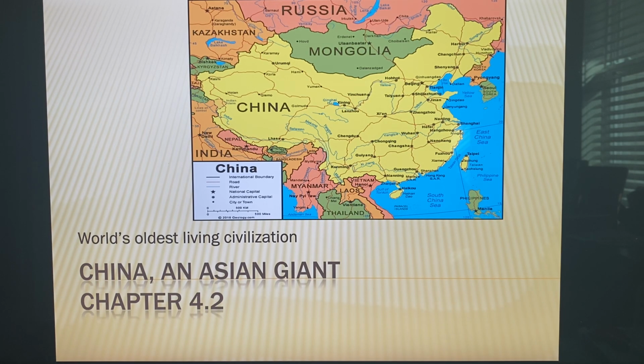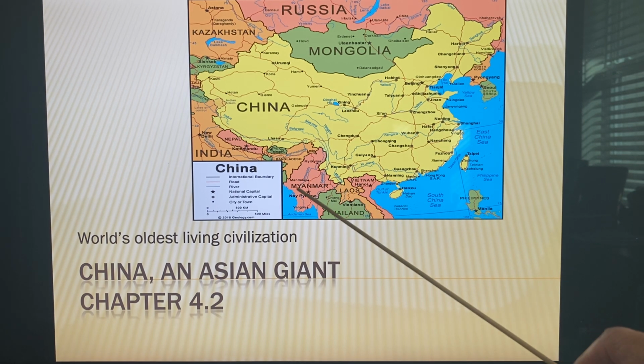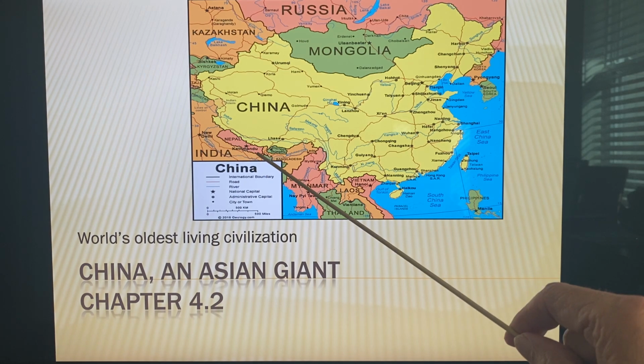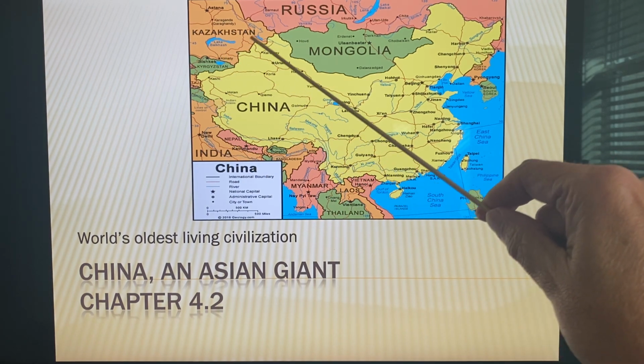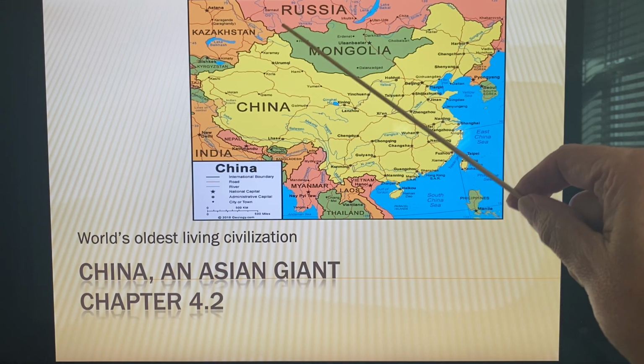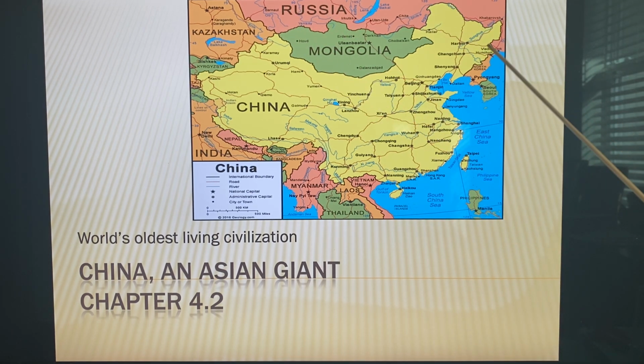So we are starting chapter 4.2, and we're going to be talking about China, an Asian giant indeed. The world's oldest living civilization is in China. So you can see China here, and you see where it's bordered. You see the East China Sea, the South China Sea over here. Today, Vietnam, Myanmar, Laos, Bangladesh, Nepal, India, Kazakhstan, Kyrgyzstan, Russia, little parts of Russia up here, Mongolia, right in the middle there. So let's start.